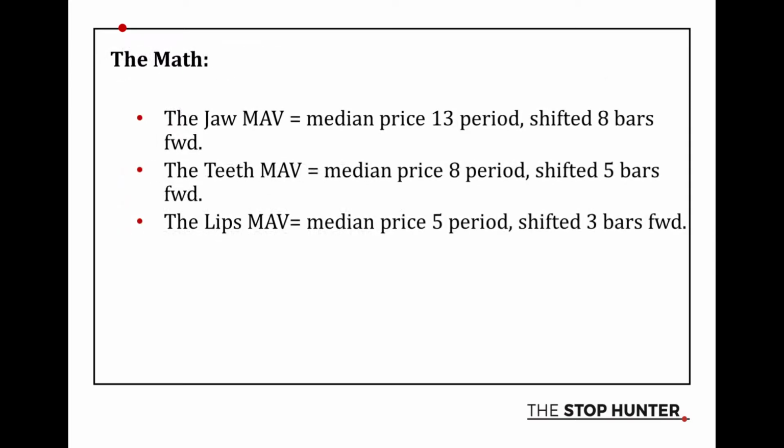But first, a bit of math, and it's the inputs, and these are the default inputs that Williams put into the indicator. Now the jaw, that's the longer term one, that's a 13 period median price moving average shifted 8 bars forward. Then the teeth, which is 8 and 5, and then the lips, which is 5 and 3.